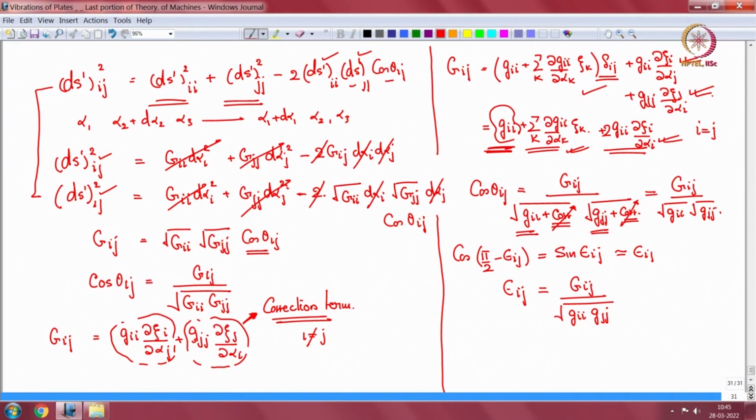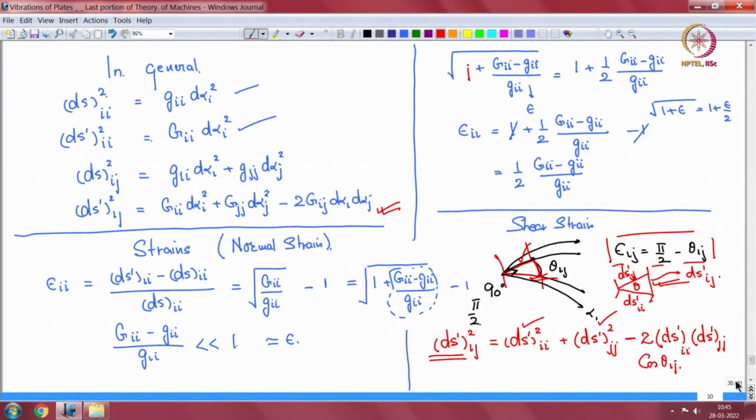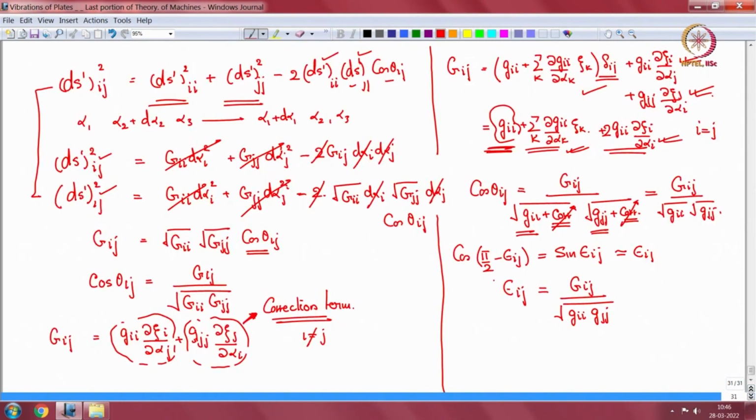So, I have given an expression for normal strain here, and expression for shear strain. We'll now derive actual expression for one of the normal strains. And we'll do that in the next class.